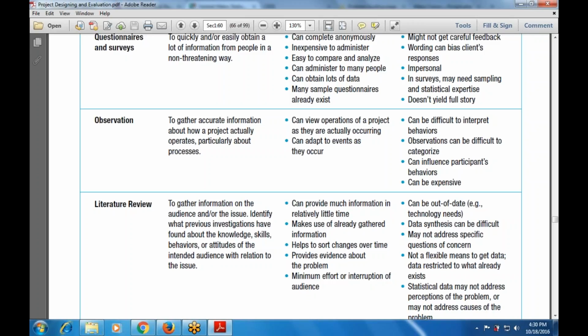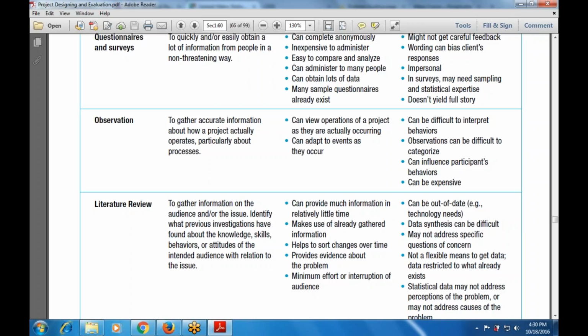Now let's see what are the various challenges with the literature review. First, it can be out of date, because literature review needs technology. If I'm working on C, next time C++, then Java, Oracle, whatever the tool or technology is available, it can be out of date. Then data synthesis can be very difficult to analyze. Then it may not address the specific questions or concerns.